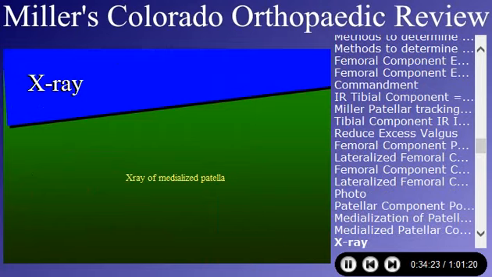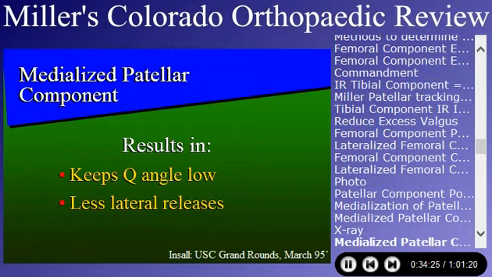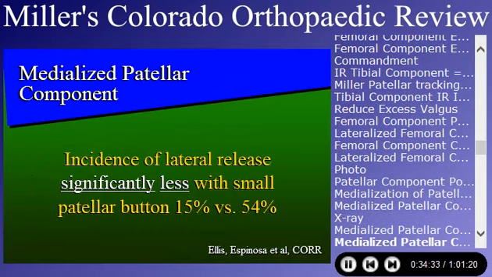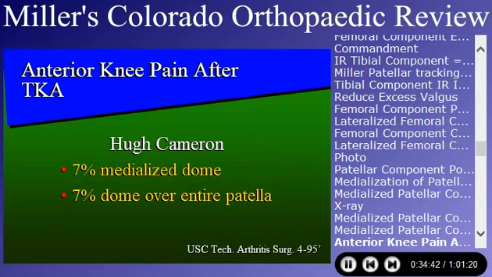The incidence of lateral releases is definitely less with small patella buttons, and this was shown by Ellis and Espinosa. So you can really cut down your rate of lateral retinacular releases with a medialized dome patella. Hugh Cameron has shown that with this medialized dome, the incidence of anterior knee pain is no different than if you resurface the entire area of the patella, and that tends to be shown in other studies as well.